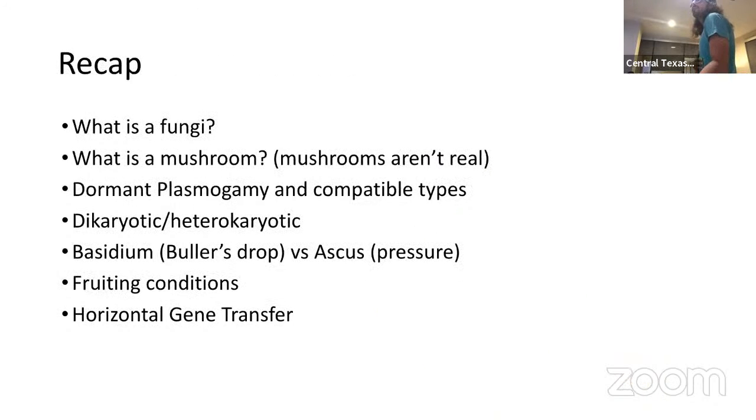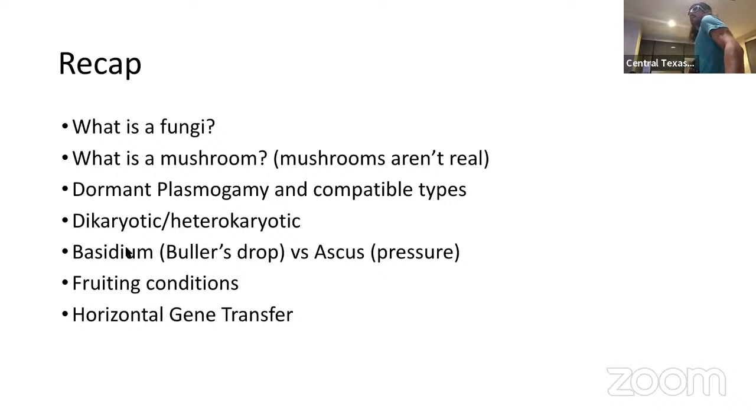So pretty interesting stuff. And to recap, we learned what fungi are. We learned that they have chitin as opposed to cell walls, and that they are filamentous structures that produce spores. We know that mushrooms now aren't really real, as we call them. They're either basidiocarps or ascocarps. We know that they undergo plasmogamy in their dormant stage, and they do that once they find a compatible mating type. We know what dikaryotic and heterokaryotic mean, whenever they have two sets of nuclei in the same cell, which is totally unique to fungi.